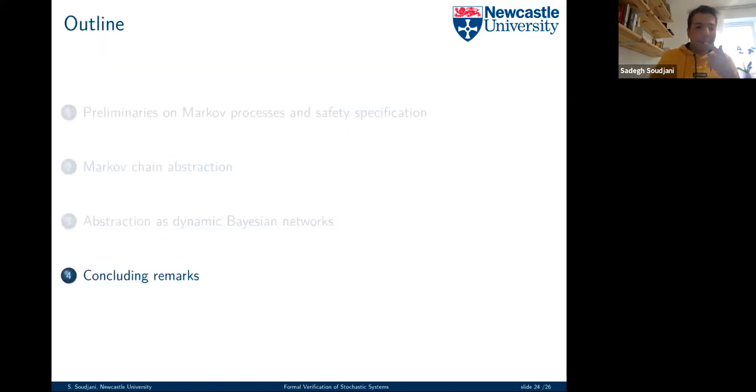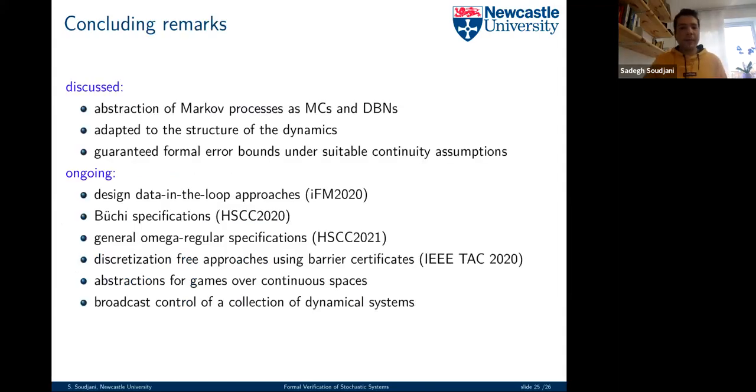Okay, I think this brings me to the last slide. So I discussed how we can use abstraction as a method for checking safety. We can use Markov chains and dynamic Bayesian networks with finite state spaces. We can use the structure of the dynamics and use dynamic Bayesian networks. We have guaranteed formal error bounds under suitable continuity assumptions.